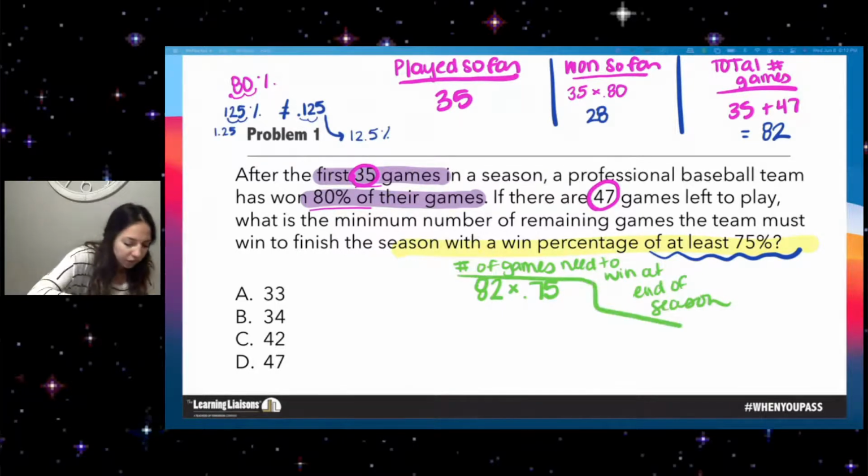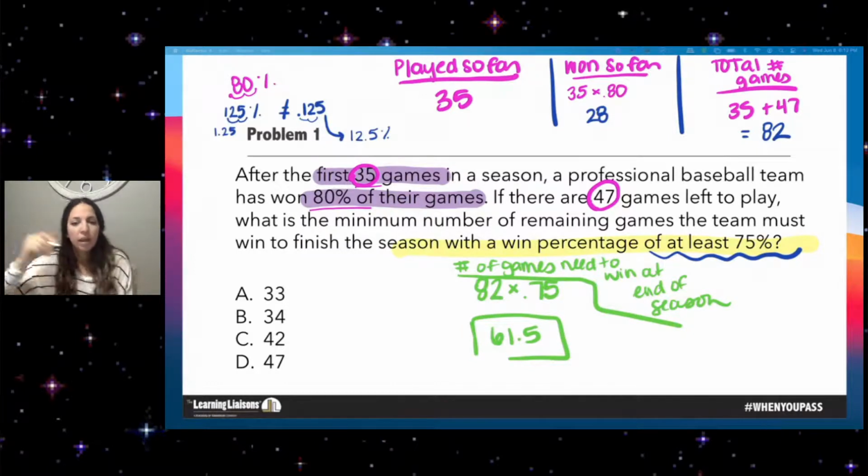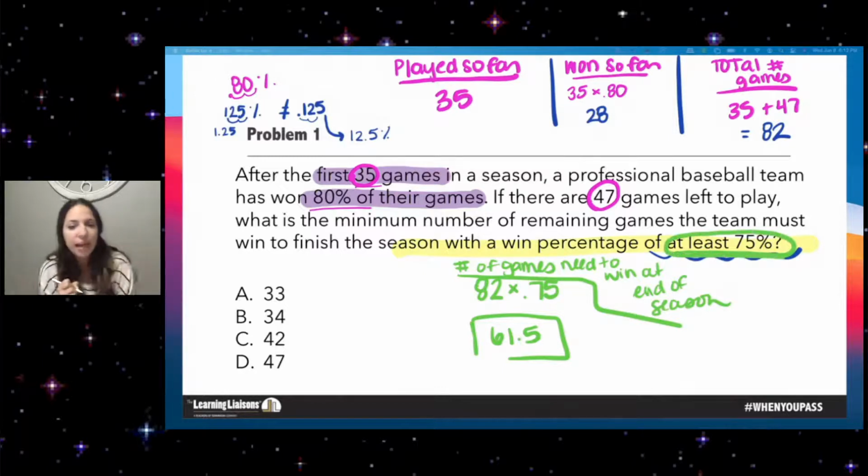82 times 0.75 is 61.5. Let's talk about what that number represents. That's the number of games they need to win at the end of the season to have a win percentage of at least 75%. Can they win a half of a game? No, we can't win half of a game. So how many games do they have to win to have at least 75%? They need to win 62 games.